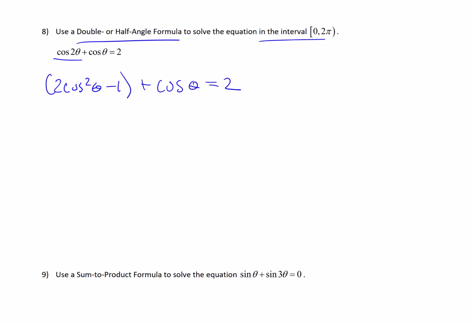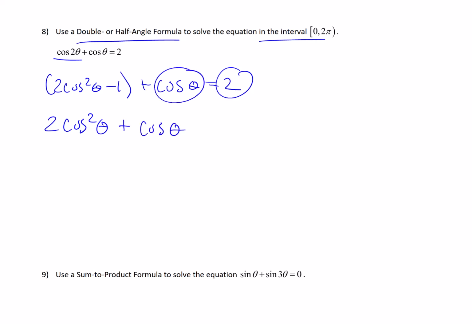Well, you'll start to recognize here we have a squared cosine, a single cosine. We should probably get this into a factoring form, or at least try. And to do that, I want everything on one side. I'm going to bring this 2 over by subtracting it. So let's see, this will give us 2 cosine squared theta as our highest power term. Then I'll go in descending order. So next I'll say plus cosine theta.